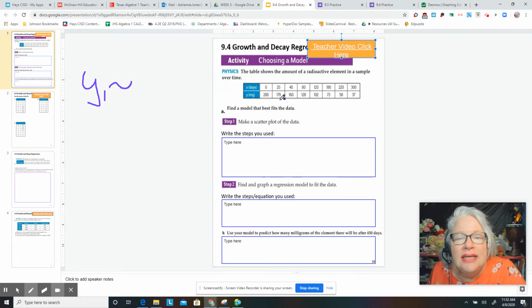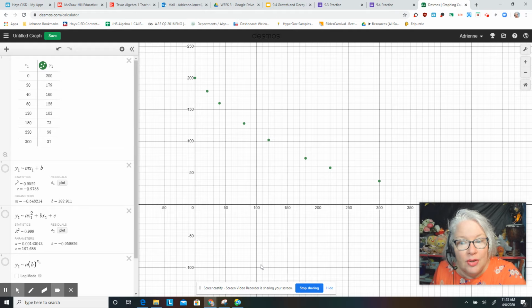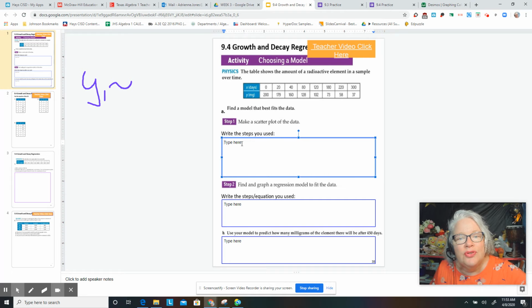Step 1, make a scatter plot of the data. And in this box here, write the steps you use. So you're going to type in this box the steps we used. Guess what we're using? Desmos! So how do you make a scatter plot in Desmos? Hit the plus, hit table, type in your values. I've done that already. Here is my scatter plot. So back to here. What are the steps you used?